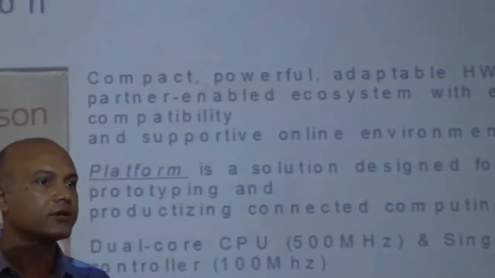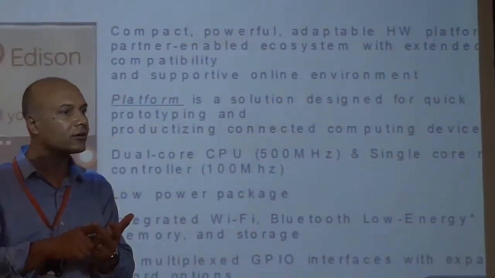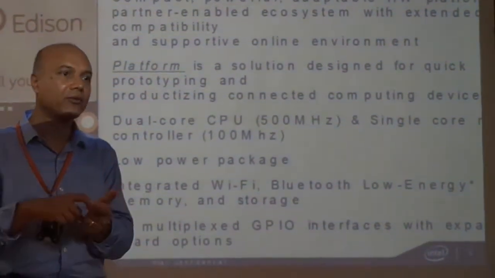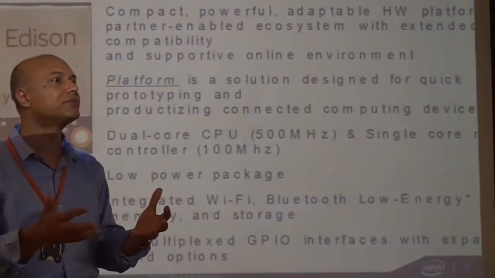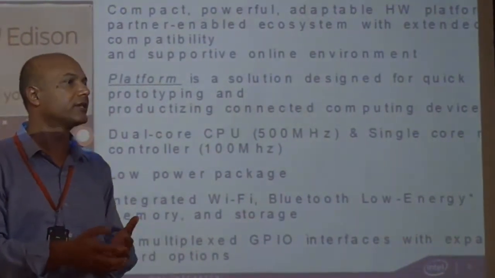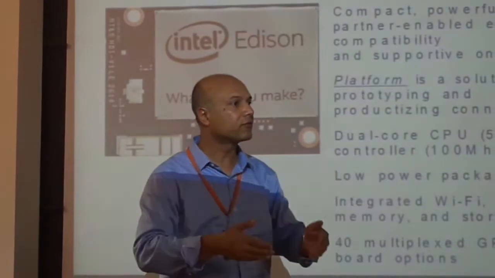It's faster. It's got a dual core CPU. It's got a single core microcontroller. It's got built-in Wi-Fi. It's got built-in Bluetooth. So when you build prototypes, you don't have to worry about any of it. It's all in this little chunk. It's actually about this size. It comes with everything.